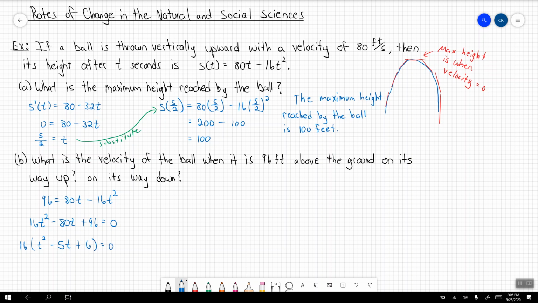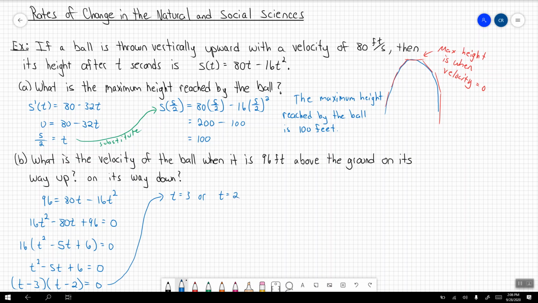All this is equal to 0. 16 is a constant. If we divide both sides by it, we naturally arrive at t squared minus 5t plus 6. And this can now be factored. Well, this factors into t minus 3 times t minus 2 is equal to 0, which means we get two time values. We get t is equal to 3 or t is equal to 2.